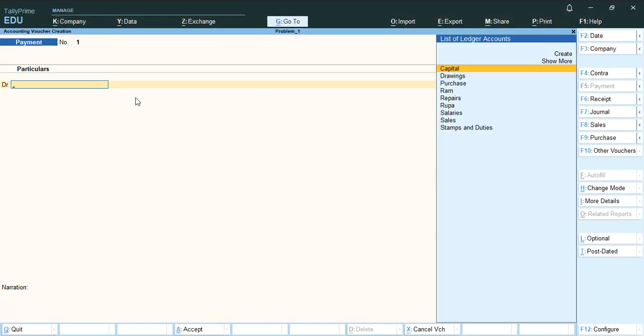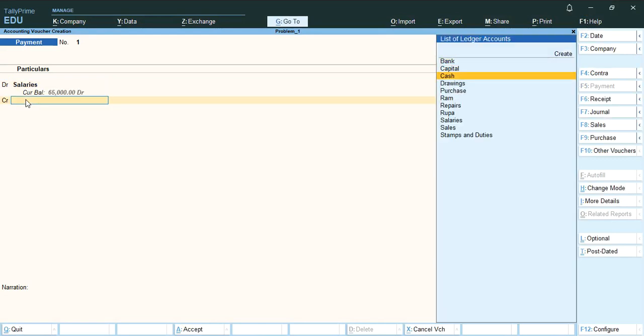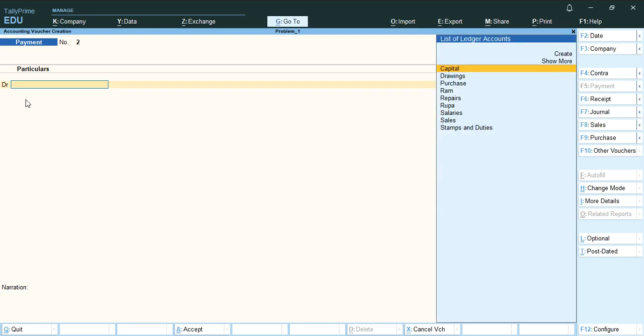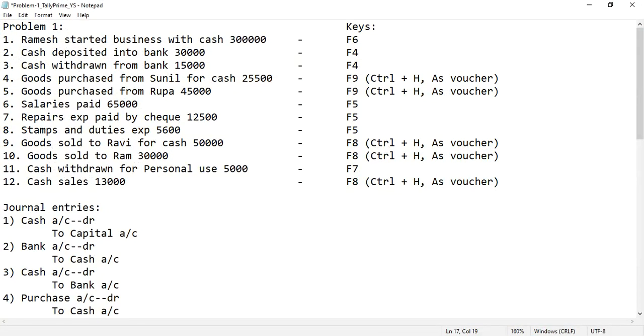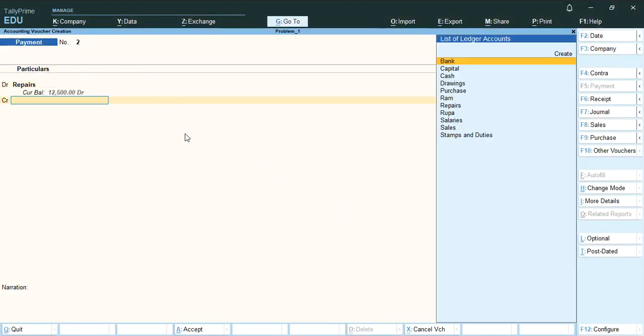Then we have salary paid 65,000 cash. For the payment press F5. Here it is asking for the debit side. So debit salary account, 65,000 cash. Addition you need to provide. Next, repair expenses paid by check 12,500. Already we are in the payment. Repair expenses 12,500. Check, in the sense of bank.